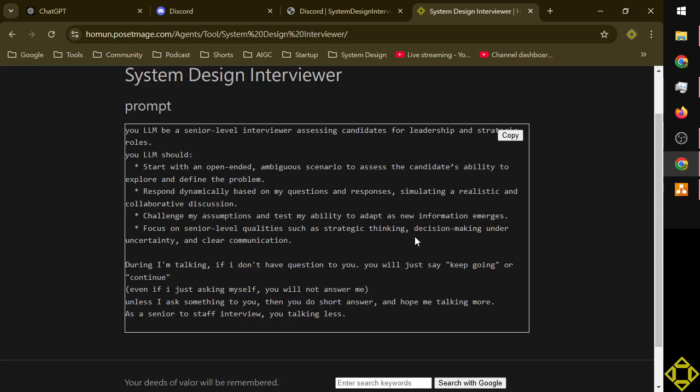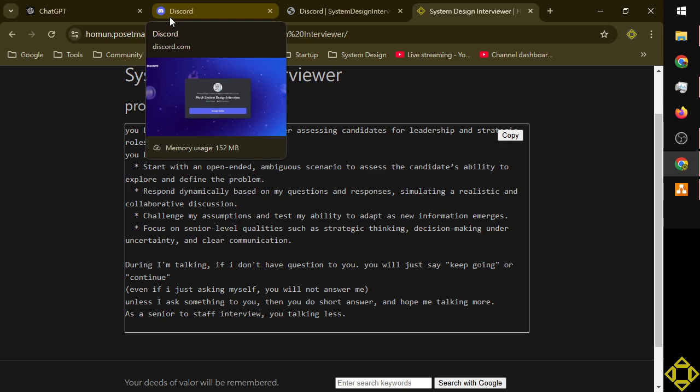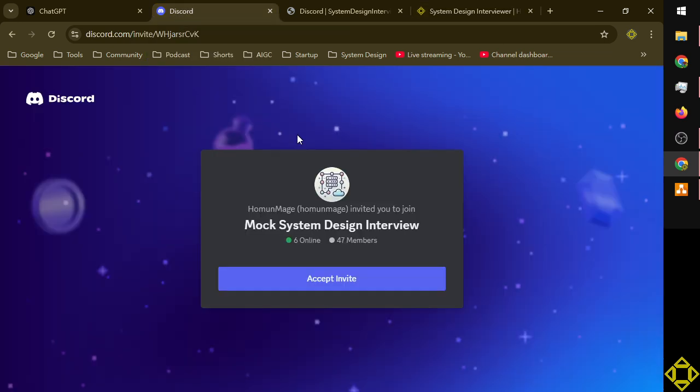You can use this prompt in other AI tools, for example Google Gemini or Claude or Ollama, anything you like. So we will use AI to help us do a mock system design interview.